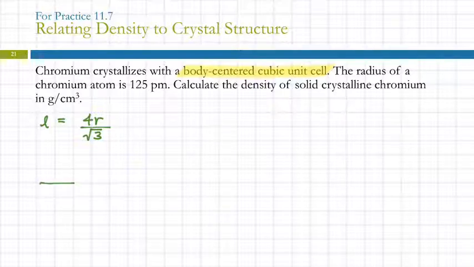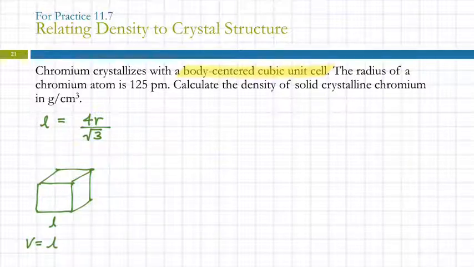And so we've got the edge length. It's a cube, so we know that the volume is the length cubed. We can express that in terms of the radius as 4r over the square root of 3, the quantity cubed. Yes? I'm cubing it because I want the volume of the cube. Oh, okay. Yeah, length times width times height.